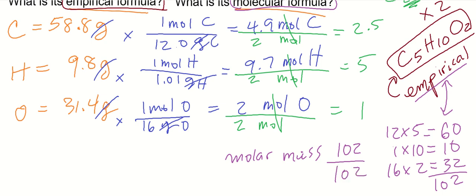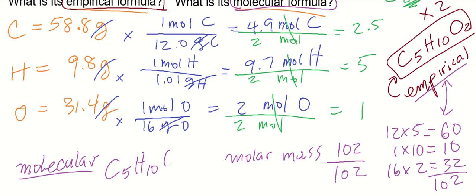So the molar mass of the empirical formula is the molar mass of the compound, and the molecular formula is the same as the empirical formula. C5H10O2. So that is our answer to both the empirical and molecular formulas.